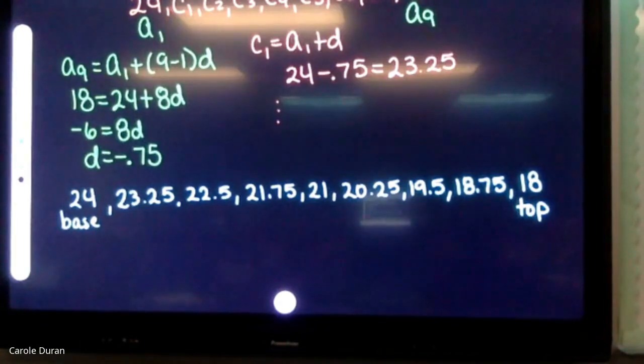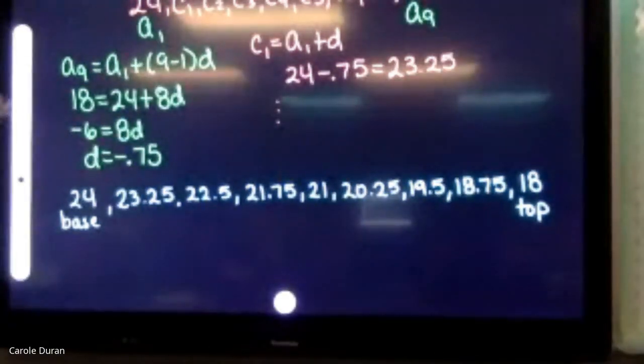Is anybody running into any major issues with this? No, right? It's pretty easy. Once we figure out the common difference, we just add or subtract it for the appropriate number of arithmetic means or terms that I want to insert into the sequence, and then I'm finished.